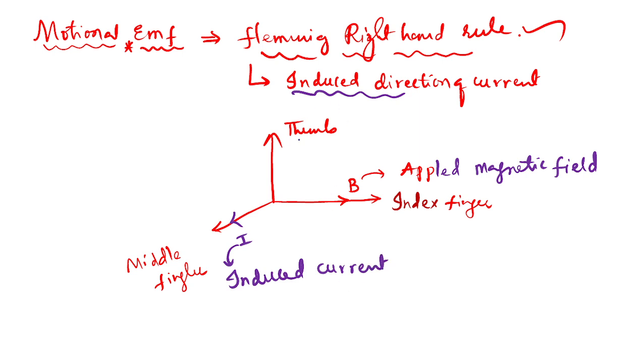Induced current. Now the thumb is there. What does the thumb indicate? The speed of the conductor in the magnetic field. Yes or no? V is the motion of the conductor, I can say. Is it okay? Because to understand any EMF, first of all I should understand Fleming's rule.